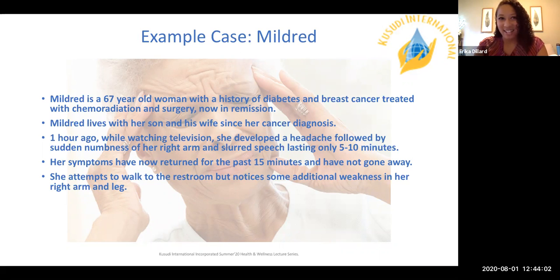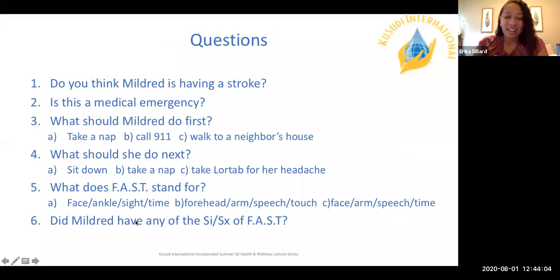Questions that I have for you guys. So, if you notice on your screen, you should have the ability to do reactions. If you know how to do this, great. If you don't, if you go to reactions, I want you to raise your hand if you agree with the statement or the question that I'm posing, okay? So for all of you who are participating, do you think that Mildred is having a stroke? Please give me your reaction. You can raise your hand.